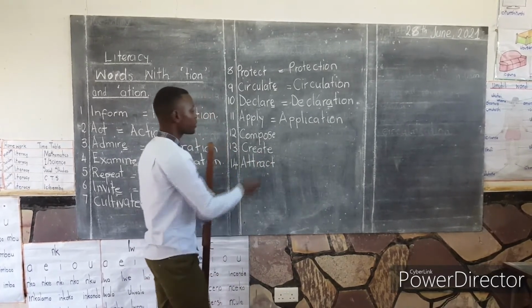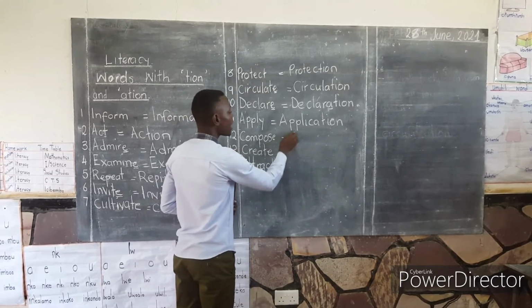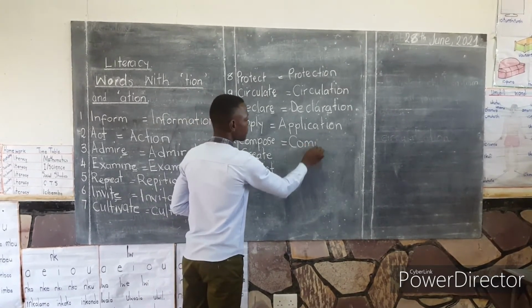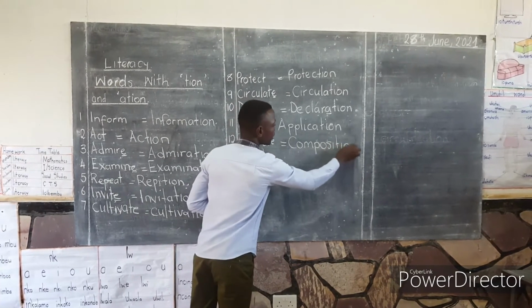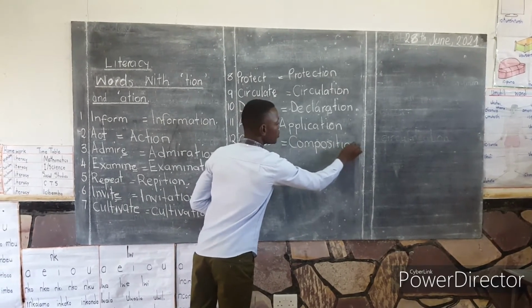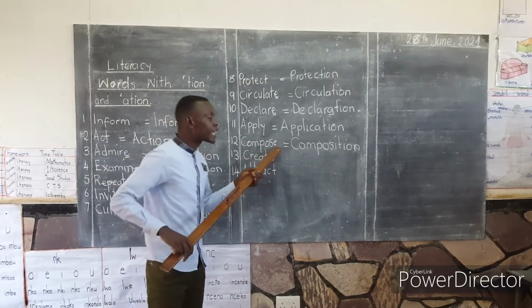We go to the twelfth one, which is compose. This one, we write it as composition. The word will be composition. Right. So the same way, we've removed E.